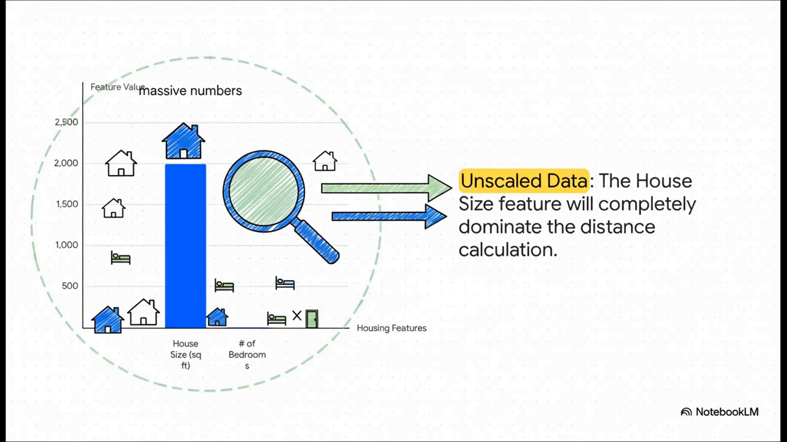Well, this chart just says it all. Imagine you're working with housing data. You've got one feature, house size, which is in the thousands of square feet. And then you have another feature, number of bedrooms, which is like 1 to 5. When the SVM goes to calculate the distance between two houses, the gigantic numbers from the house size are just going to scream over everything else. The bedroom count, which is a super important feature, is barely a whisper. It gets almost completely ignored.